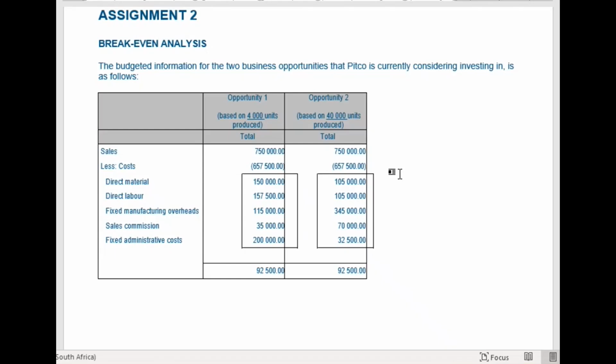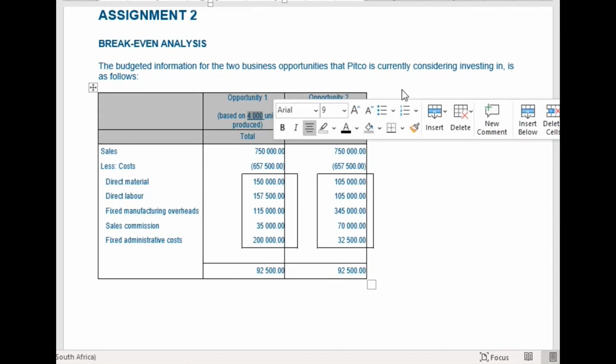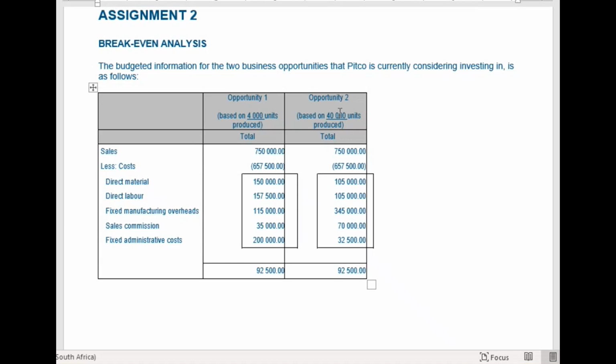Thank you. So this is how the question is asked. It says the budgeted information for two business opportunities that Pitco is currently considering investing in is as follows. The first thing that you need to notice is that in the case of opportunity one, it is based on 4,000 units. In the case of opportunity two, though, it is based on 40,000 units. There is a difference, and that will make a huge difference in your calculation.